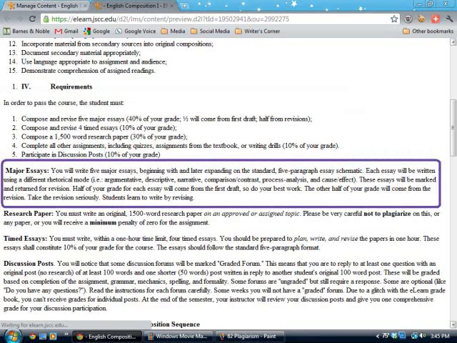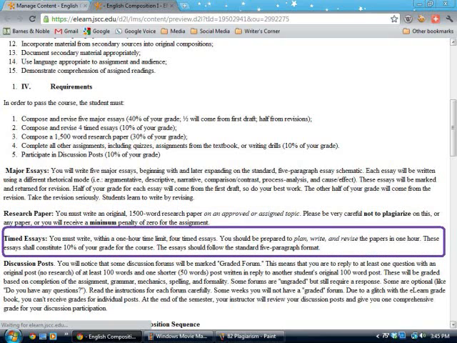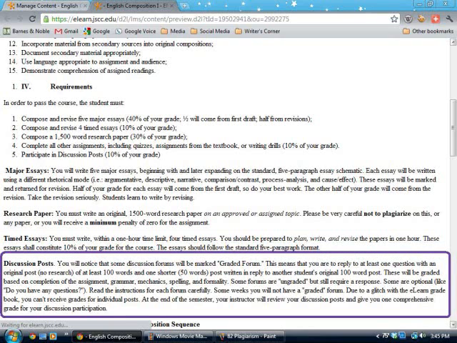For 40% of your grade, you're going to be writing and revising 5 major essays. Half of the grade is going to be from the first draft. The other half will come from the revision, so be sure to take revision very seriously because students learn how to write by revising. 30% of your grade will come from the research paper. We'll talk more about this later in the semester. 10% of your grade will come from timed essays. And a further 10% of your grade will come from the discussion post.